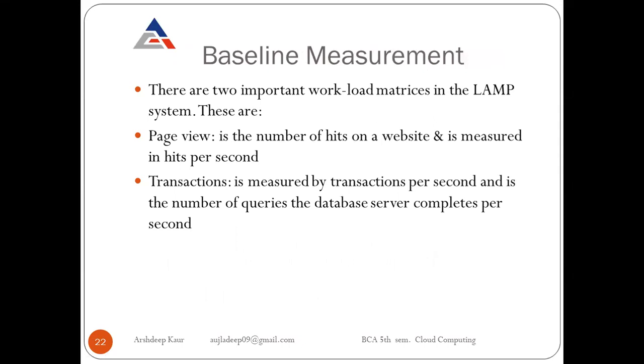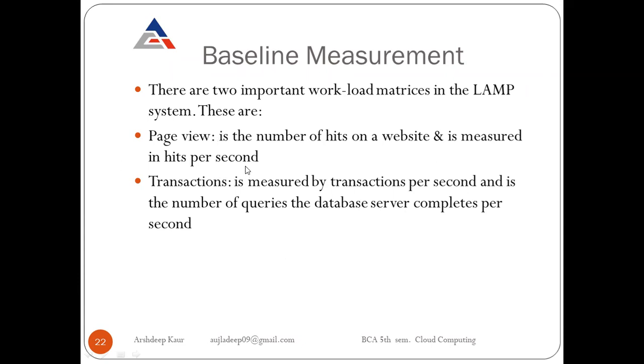We have the next term, that is called baseline measurement. Basically we have two parameters or factors. One is page view and second is transaction. How can we measure the baseline? First we have page view. In the case of page view, we have to see the number of hits on the website. How many hits you get on your website is basically measured in hits per second. How many people come to your website and access it will be measured in hits per second. Transaction is measured by transactions per second, and transaction means the number of queries the database server completes per second. So we have two baseline measurements, page view and transaction.